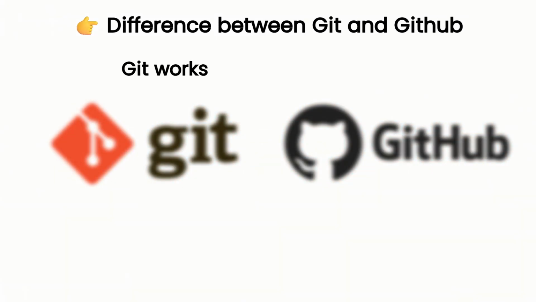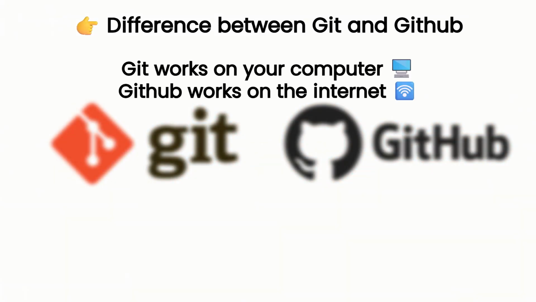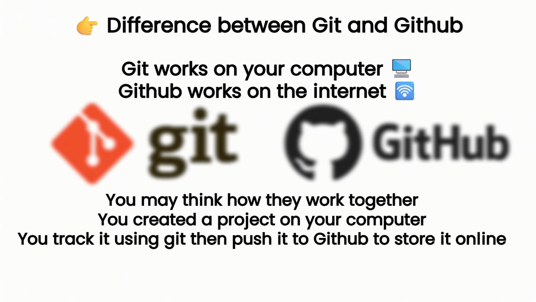Difference between Git and GitHub. Git works on your computer. GitHub works on the internet. You may think how they work together. You created a project on your computer. You track it using Git, then push it to GitHub to store it online.